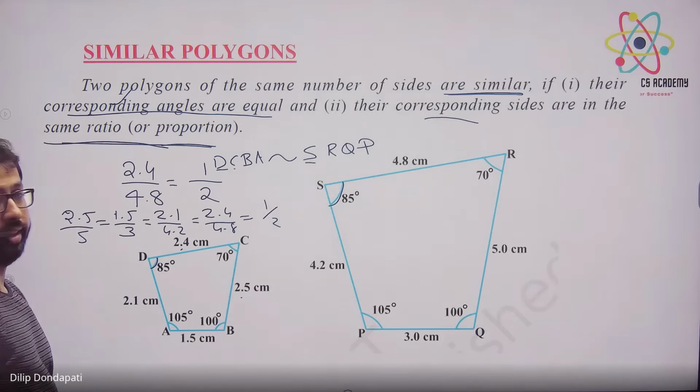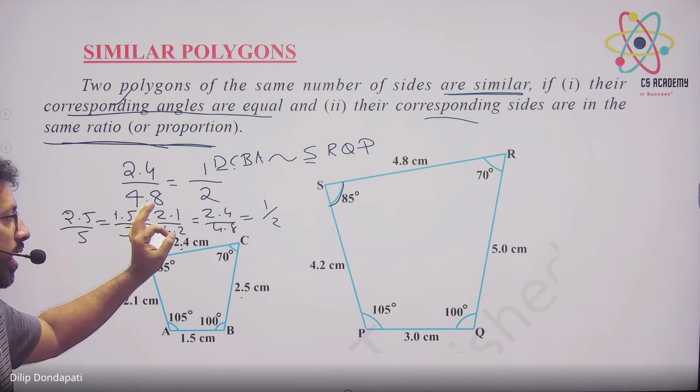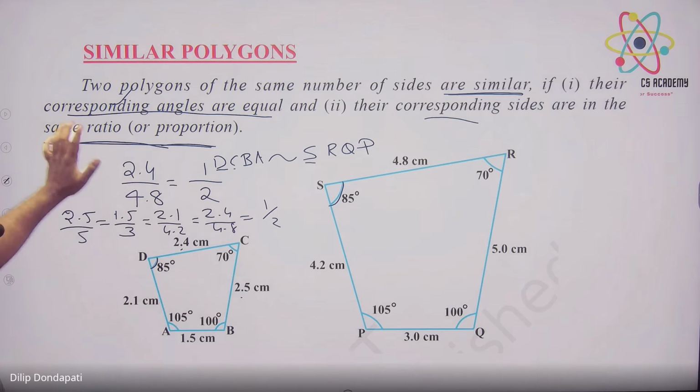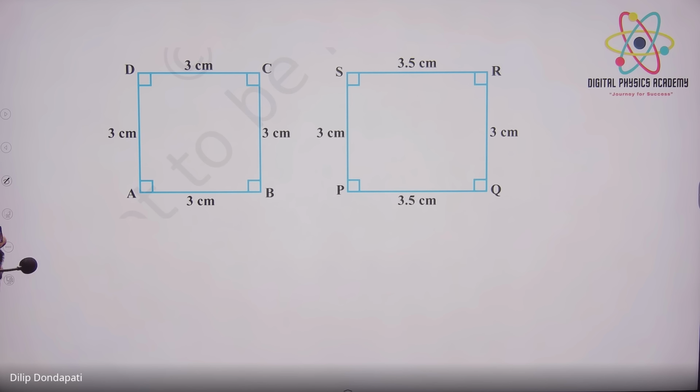So two conditions should be satisfied. Corresponding angles should be same and sides should be in equal proportion. Right. Now, karo. Now tell me whether they are similar or not. They're not similar. Okay. Bhavani bhai, why they are not similar?